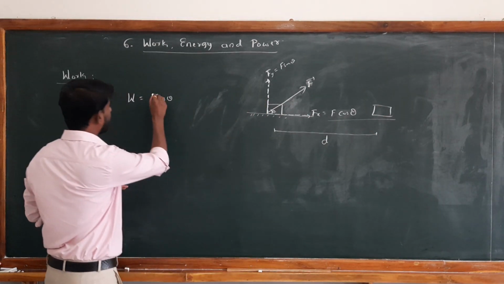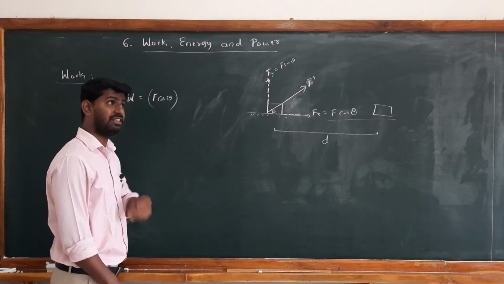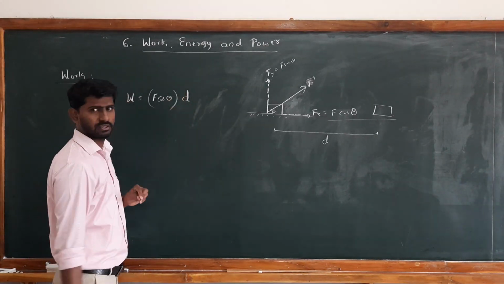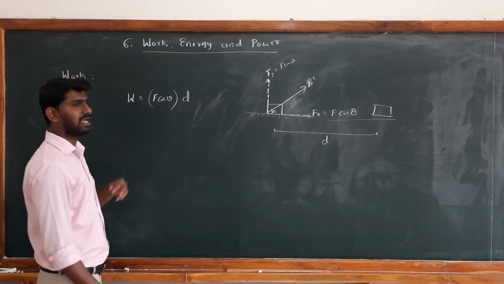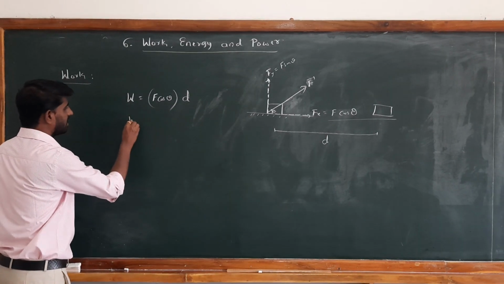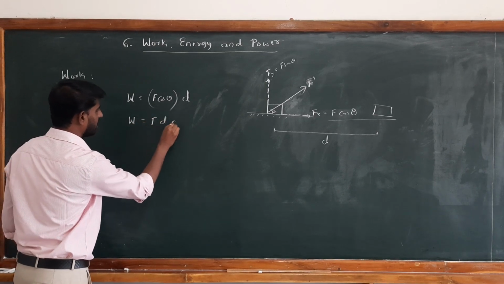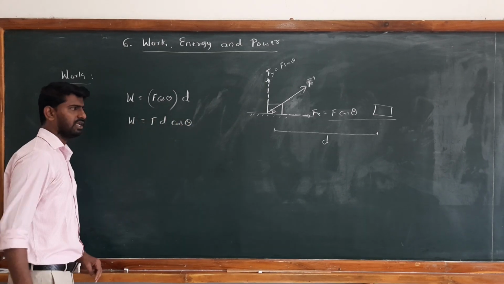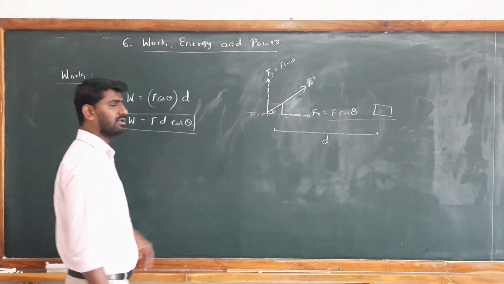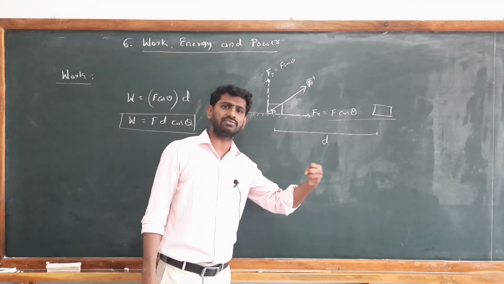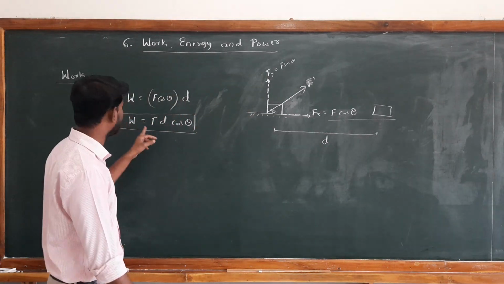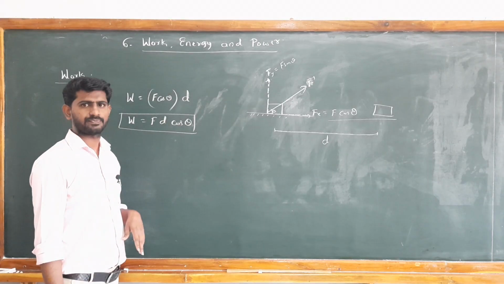So I should take the component of force in the direction of displacement, into the displacement. That will give you the important quantity called work. Or I can write it as W is equal to F into d into cos theta. This becomes the formula for the work done. If the entire force is along the direction of the displacement only, then theta becomes 0, and we can write only Fd.